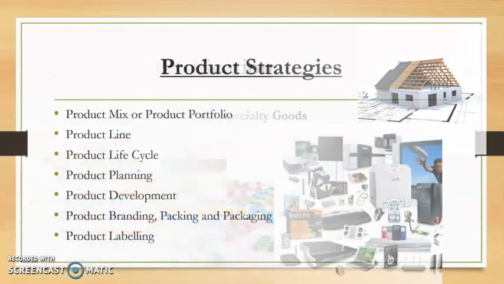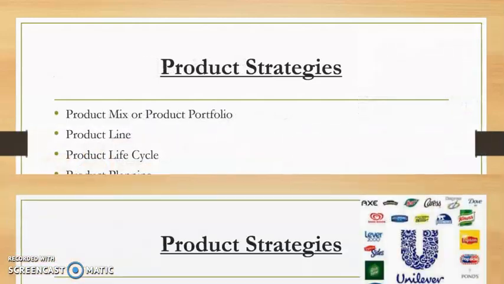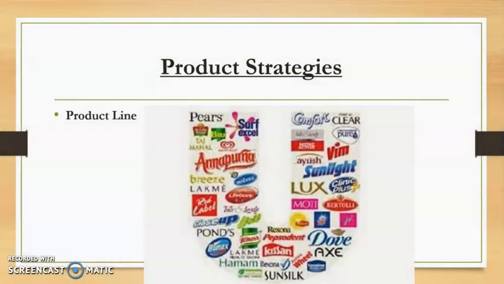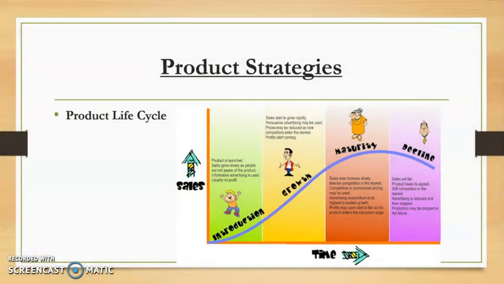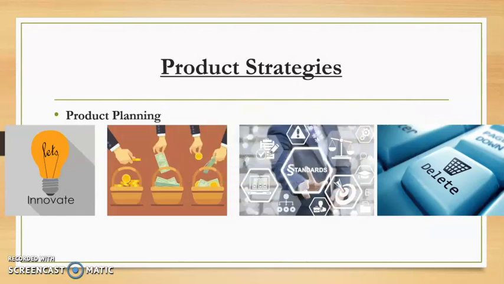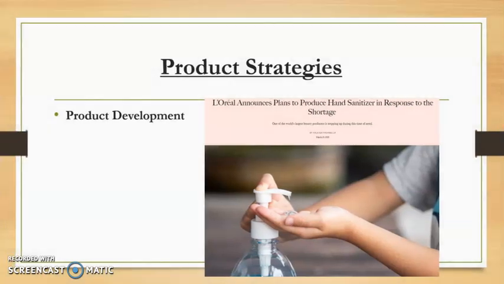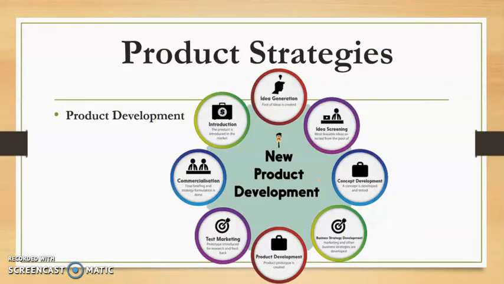We also have seen the different strategies in product marketing mix: product line, product life cycle, which has introduction, growth, maturity, and decline. We also have seen product planning, and then product development. In product development, there is new product development, which will always have steps or strategies, that is, the process.